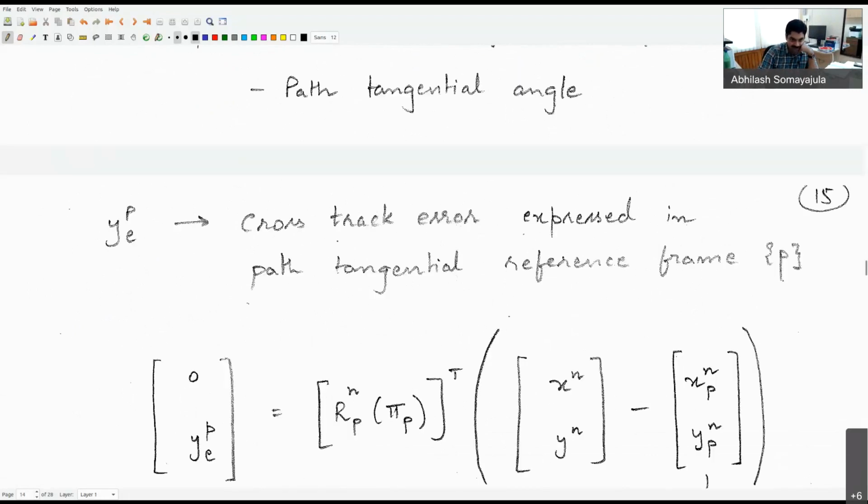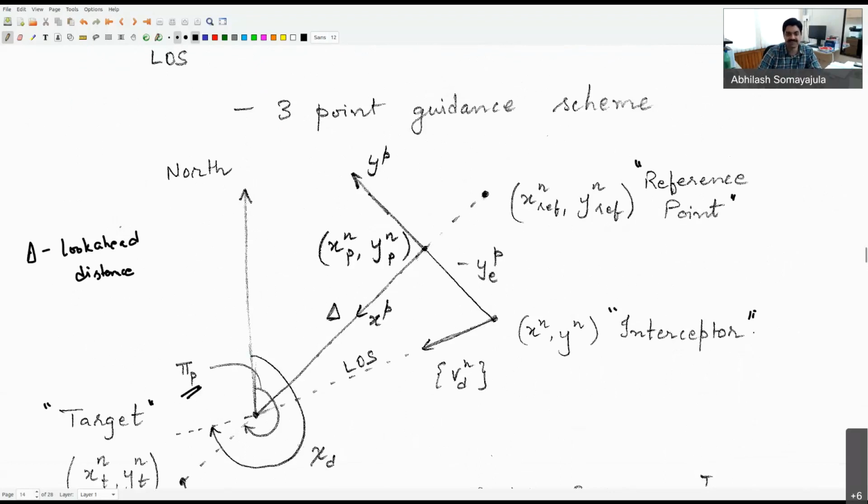Now, this cross-track error, which is given by ye_p, is something we often do not know, so that is what we want to find out. What we do is fix a path tangential reference frame P. We are defining a new coordinate system located at this point right here. When I drop a perpendicular from the current interceptor's location to the line joining the reference point and the target point, wherever they intersect, that is where my origin is. This becomes my new origin for the path tangential system, which I'll call OT. Now, in this frame, the location of the interceptor is simply given by 0, minus ye_p.